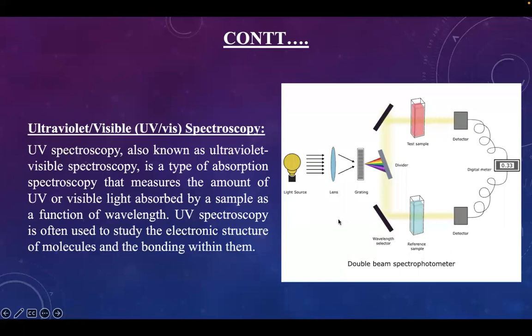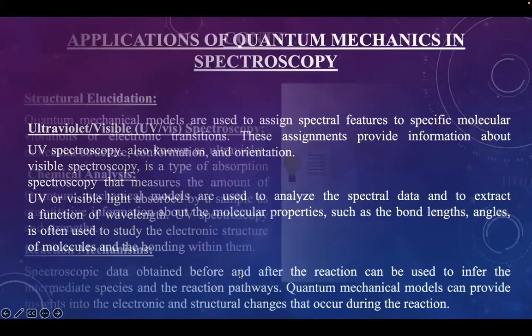UV spectroscopy is shown in the figure, where the light source is present and then the lens, and then the light is passed through the grating, and the light is divided. And with the help of a double beam spectrophotometer, the UV spectroscopy is done.